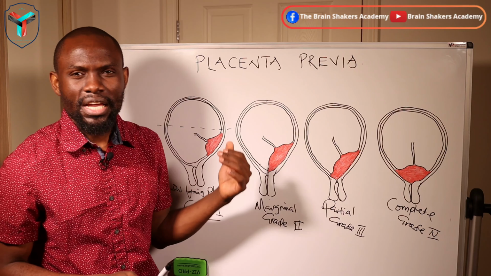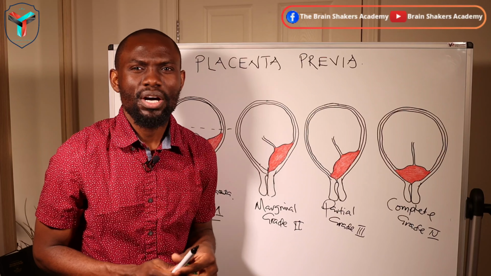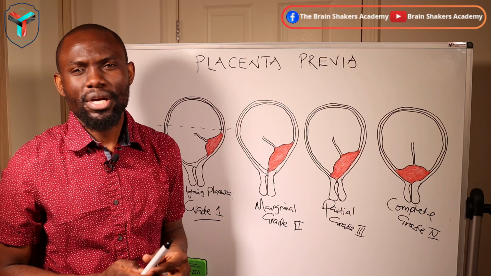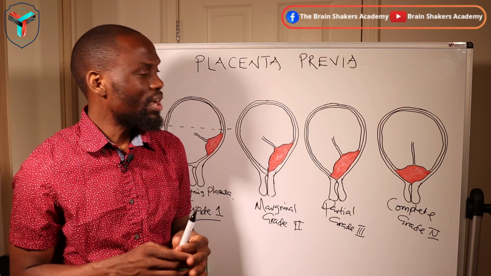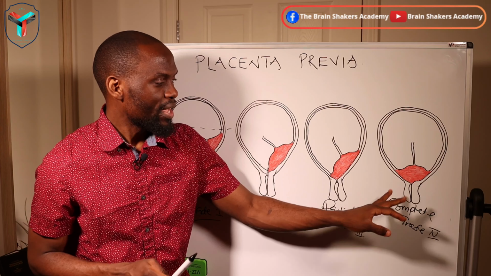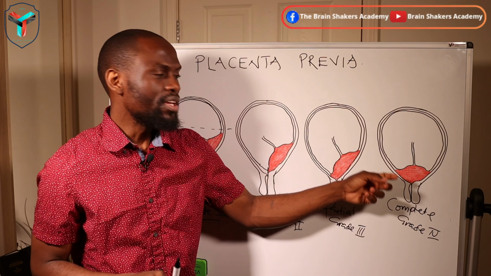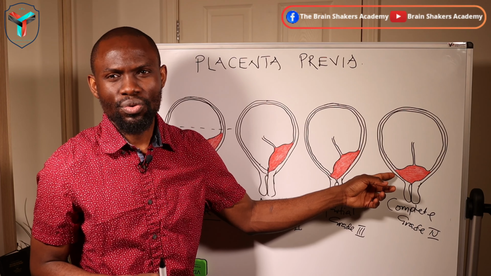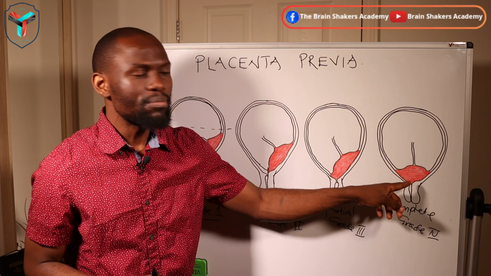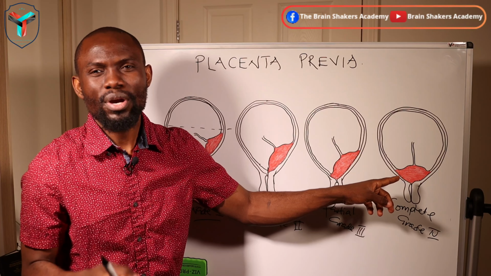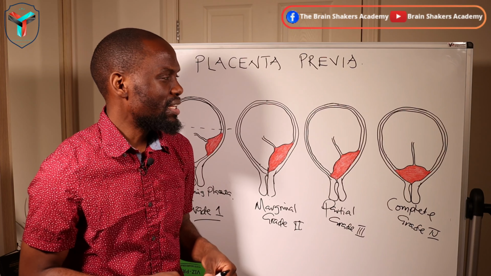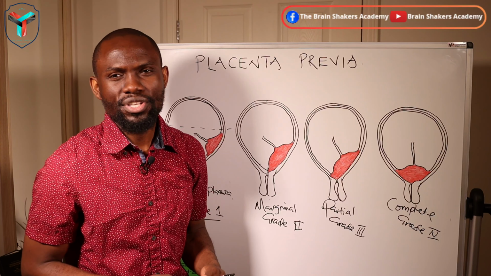You have 4 grades: a low-lying placenta, then a marginal, then a partial, and then a complete. If you have a complete or grade 4 placenta previa, don't even think about a vaginal delivery. You just think of a cesarean section, because once the placenta detaches prior to the baby being delivered, you end up with a fresh stillbirth.